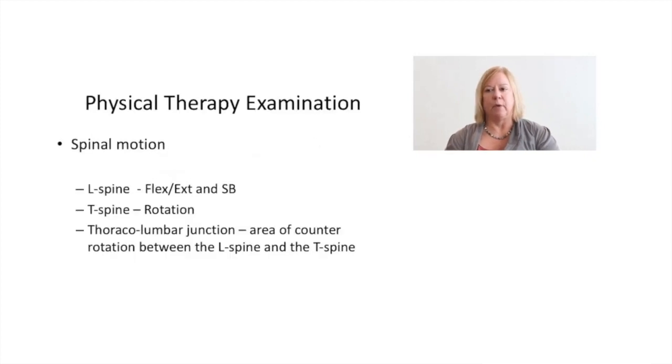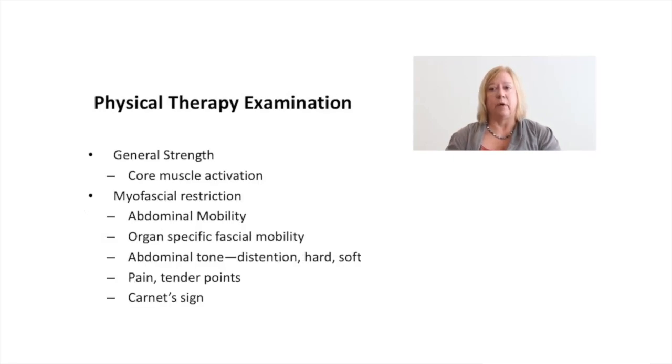Spinal motion is important to look at: flexion, extension, side bending in the lumbar spine and the thoracic spine, and add in the rotation. One of the things that I think is really helpful is looking at the thoracolumbar junction, an area of counter rotation between the lumbar spine and the thoracic spine. Remember, T11 through L2 is where a lot of neurology for the visceral organs comes from, particularly in the GI system. Next slide. We want to continue on with general strength and core muscle activation.